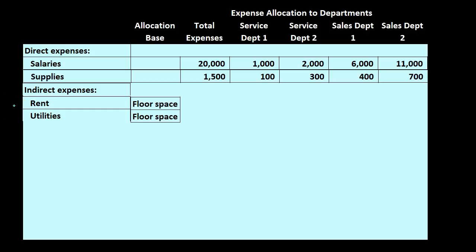We can use an activity base to do so. A common example in this case of rent and utilities would be the floor space. We can look at the square footage of each department in comparison to the total to get that kind of comparison to allocate out.